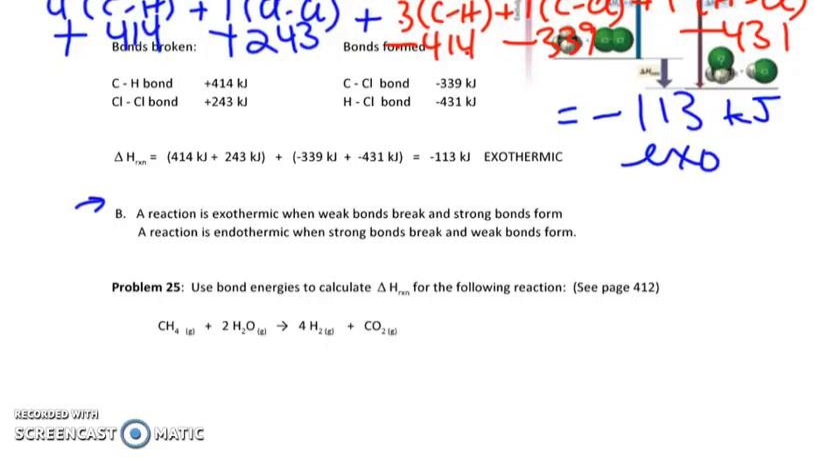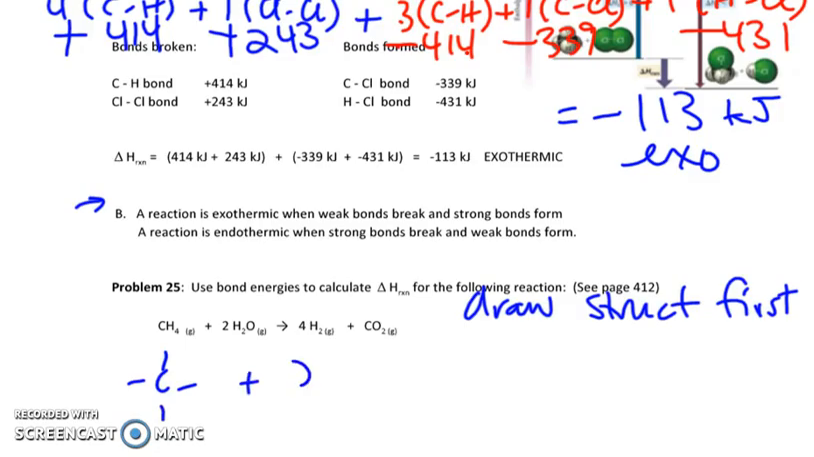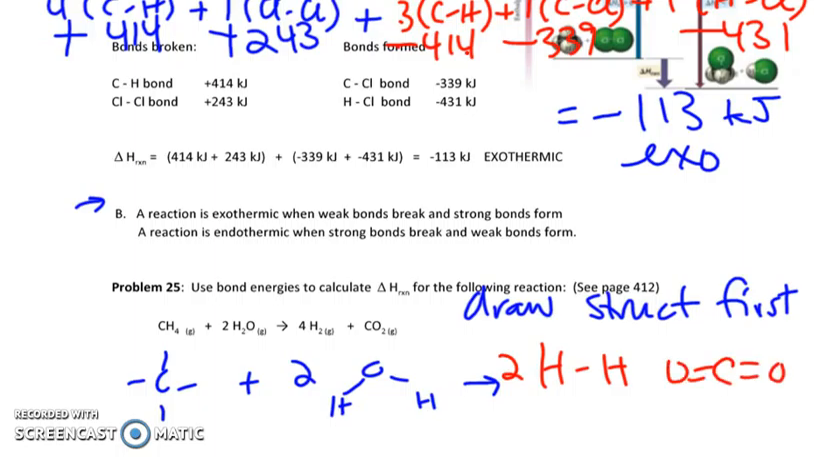So it says use the bond energies to calculate the heat of reaction. Do the same thing again. Once again, Mrs. Vanderwaller's helpful hint is to draw the structures first. Okay, so if you draw the structures, plus 2, we'll move right here, and then CO2. Remember what CO2 was? It was a double bond.